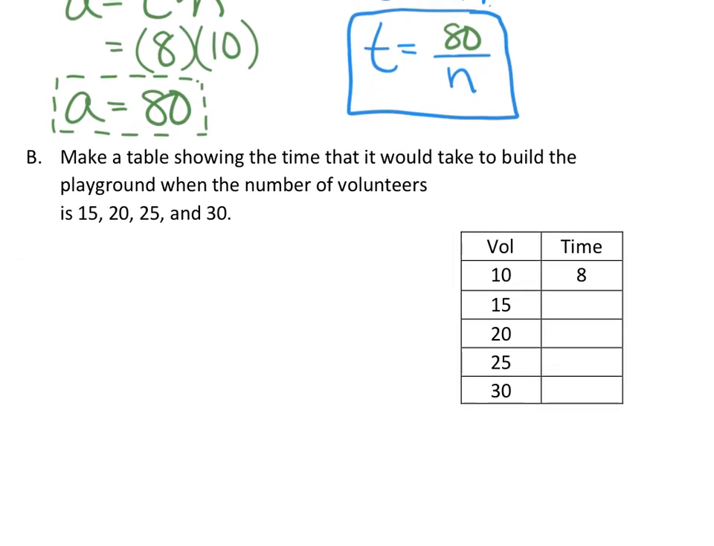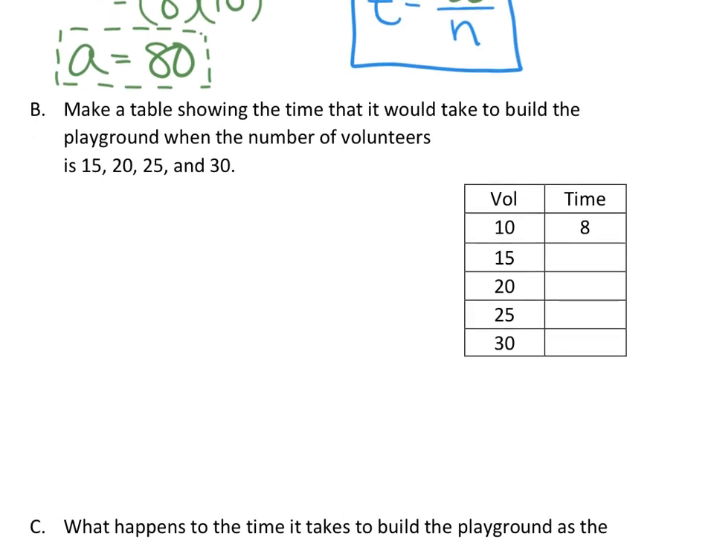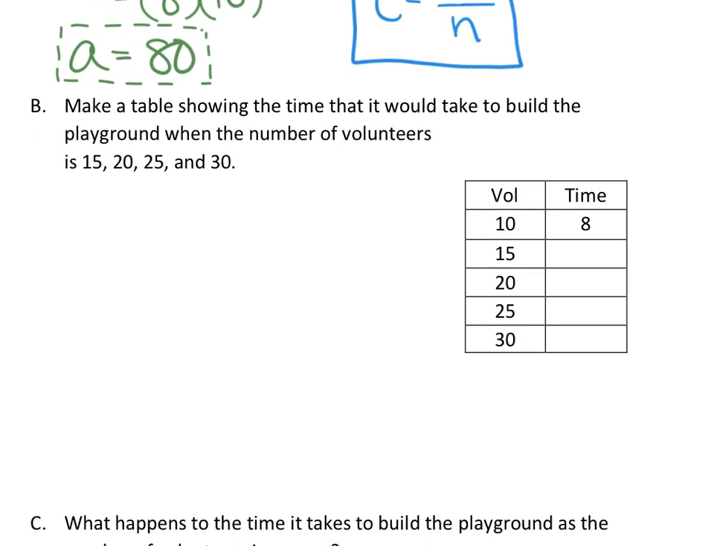But then we're going to use this idea. It says, okay, cool. Now that we know how it changes, we have an equation. Make a table showing the time that it would take to build the playground when the number of volunteers changes and is 15, 20, 25, and 30. What we were wanting to do here is find out what this value t would be when we change the n value to different things.